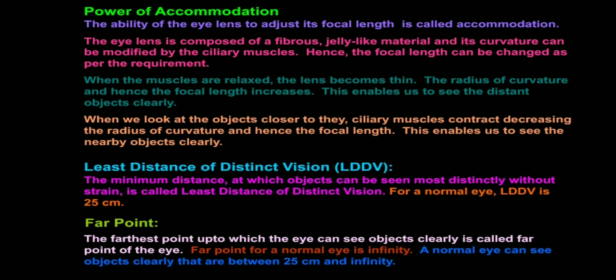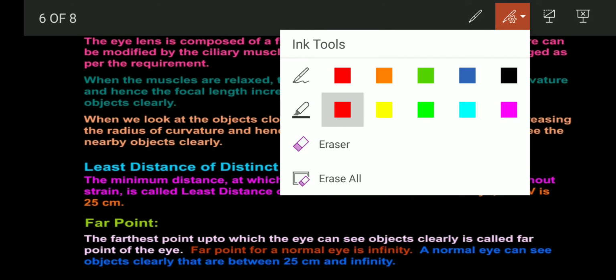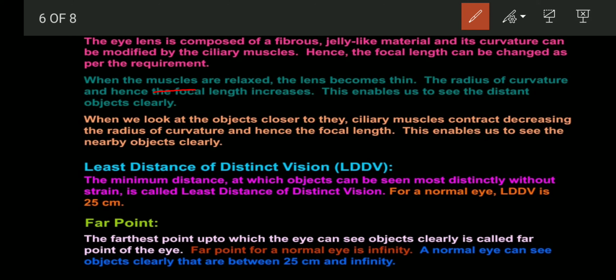Kindly have a look over here. Now when the ciliary muscles are relaxed, the lens becomes thin and hence the radius of curvature and focal length increases, and hence it enables us to see the distant objects clearly. And on the other hand, when we look at the objects closer to the eye, then the ciliary muscles contract, decreasing the radius of curvature and hence the focal length, and this enables us to see the nearby objects clearly.